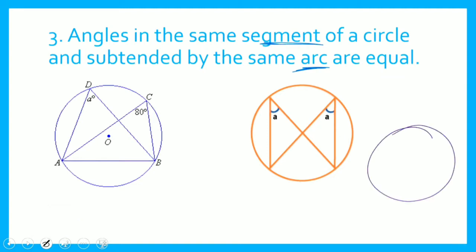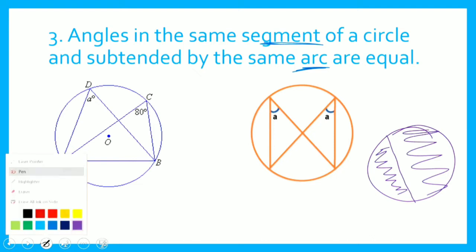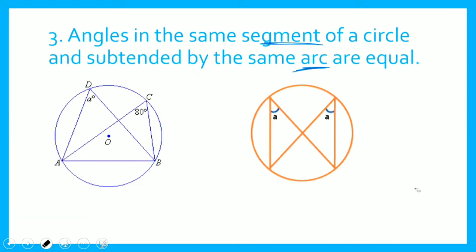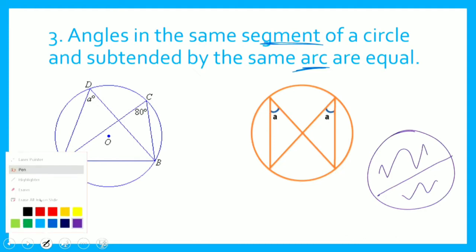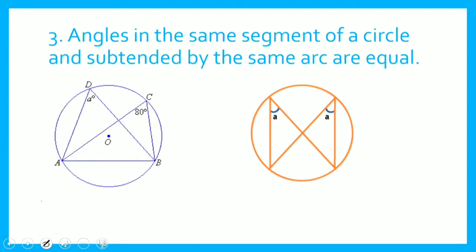Segment is going to be a problem if you don't know what that is. So if you should run an arc from one end of a circumference to another, you're going to have what is called a minor segment and a major segment, a small segment and a big segment. So any chord that you form on a circle is going to create two different segments. So now the rule says angles in the same segment.